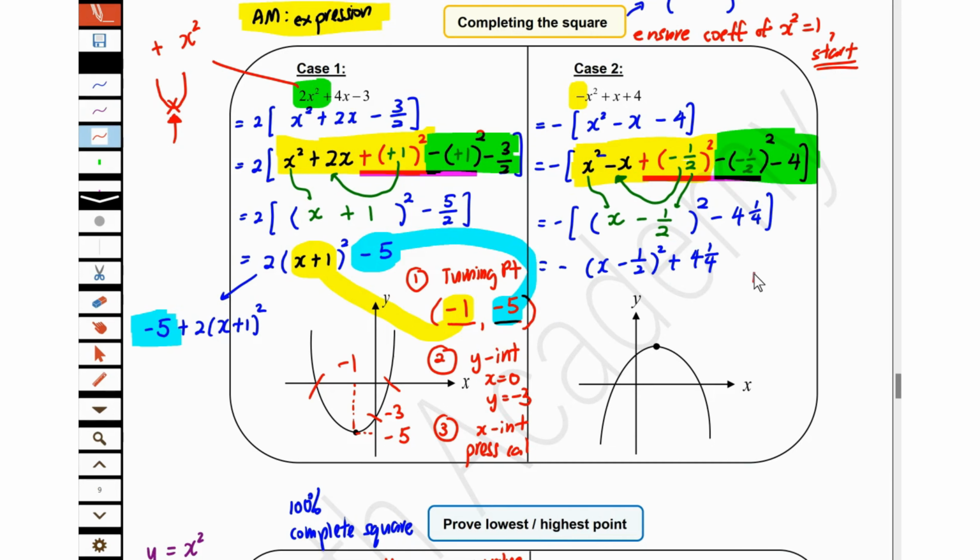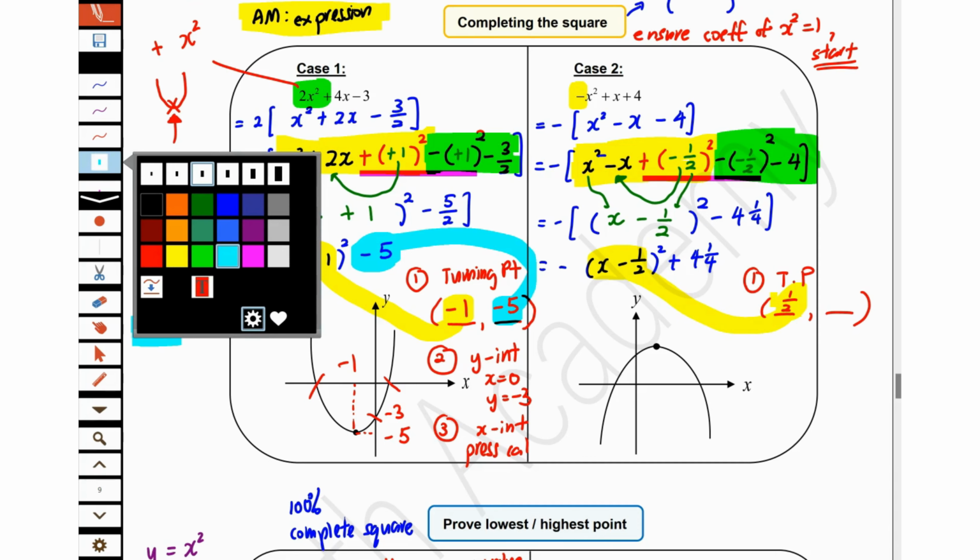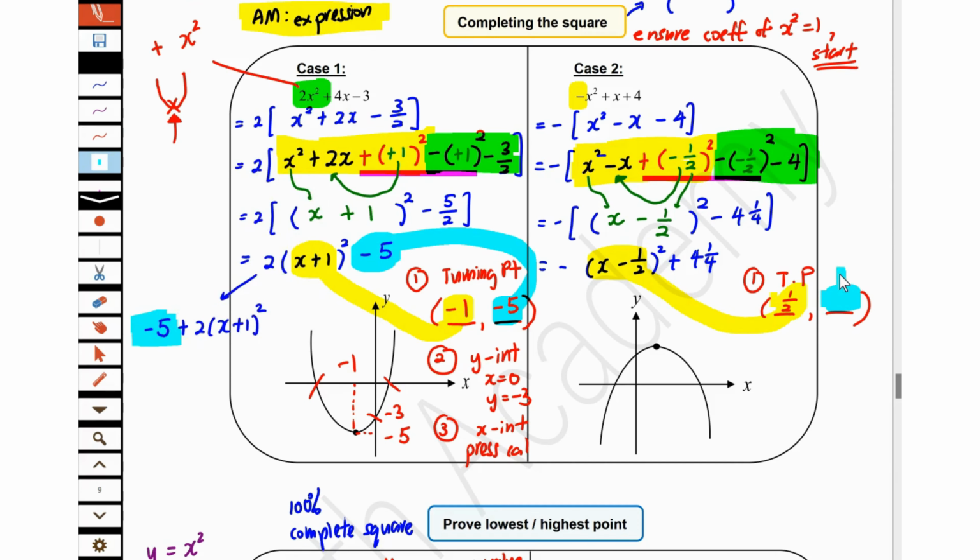You must be able to get the turning point. In short, I just write down TP. So do get the coordinates, the x and the y. Now the x will always come from solving the bracket. Let this x minus half equals 0, so x equals half. The y value shall always be the constant of the perfect square, so this number will always be beside it. This is your 4, 1 quarter.